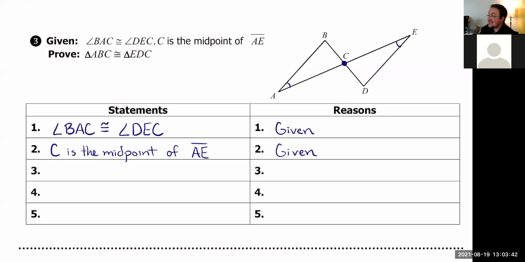Angle B and D are congruent. How's that? I have fun at this point because I'll give you a small clue. Use what we said in statement 2. That means something. C is the midpoint of AE.